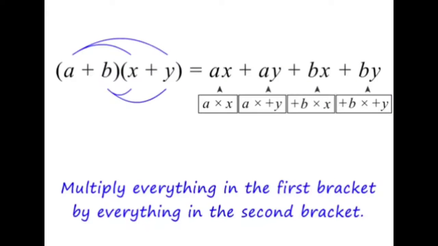We have now multiplied everything in the first bracket by everything in the second bracket, and we can't simplify further because there are no like terms.